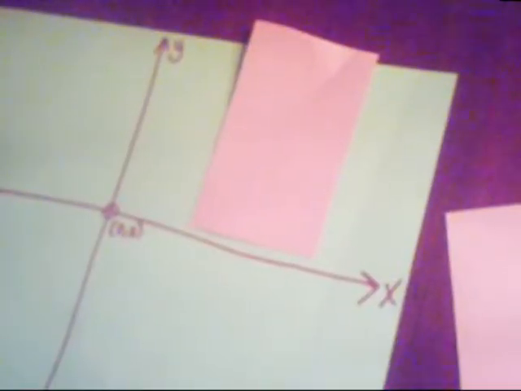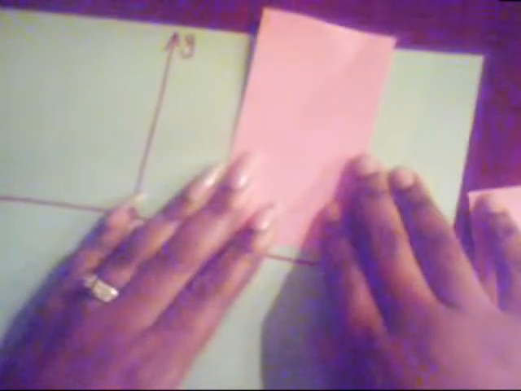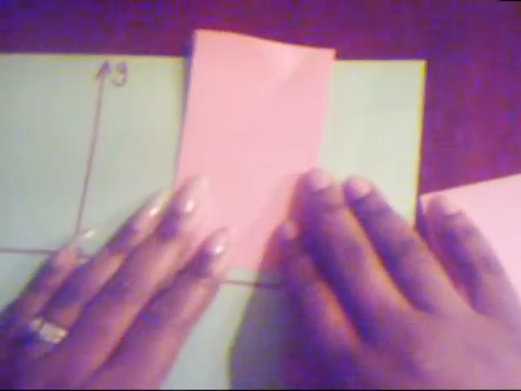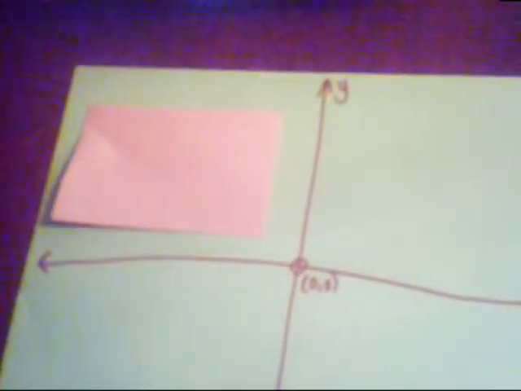Let me show you guys what each rotation looks like. Here's the pre-image. I'm going to move it 90 degrees. When I move it 90 degrees, it's going to go from here to here. That's one 90-degree rotation.